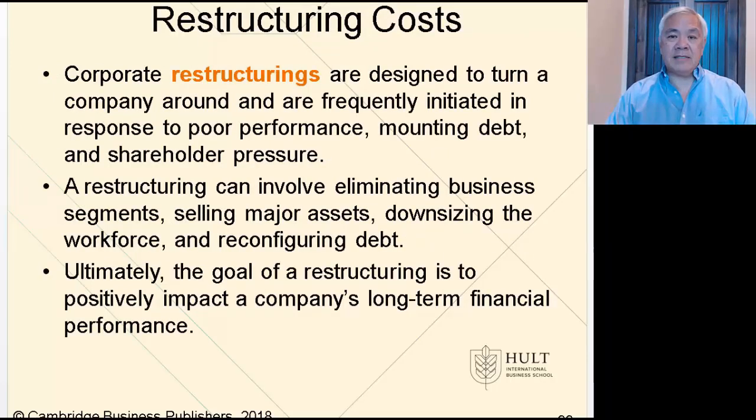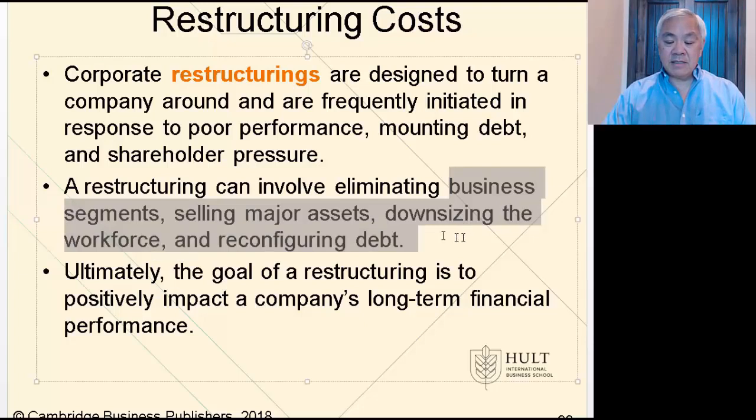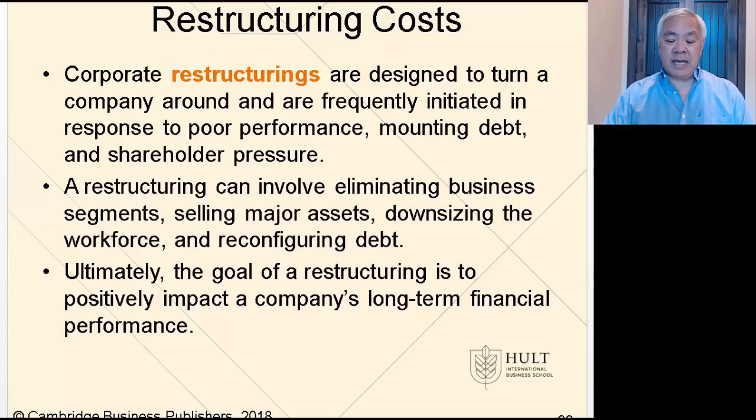Restructuring is when we make a decision, and they're usually large strategic decisions, to either turn around a company or do something specific to greatly enhance the future outlook for the company. And when we do that, we do something a little unusual. We get to record everything up front. We will look at what does it cost us to affect this restructure. We might eliminate business segments, sell assets, downsize, cut down our workforce, or reconfigure debt. These things might all be parts of a restructuring plan.